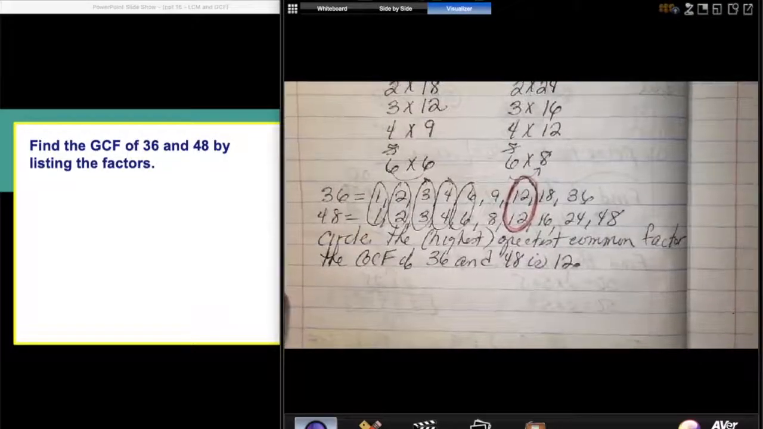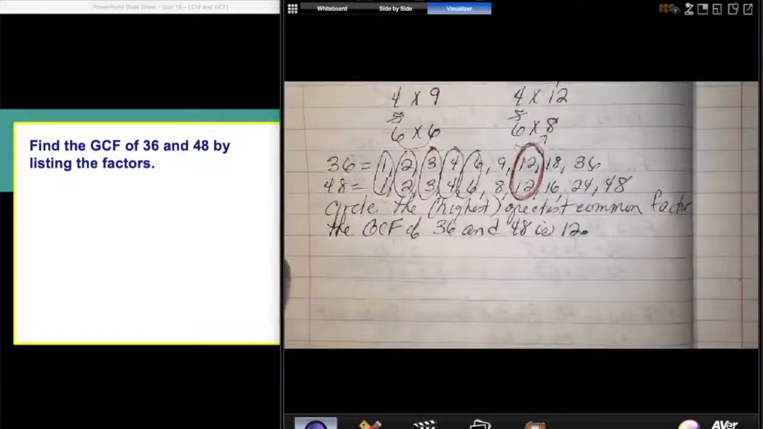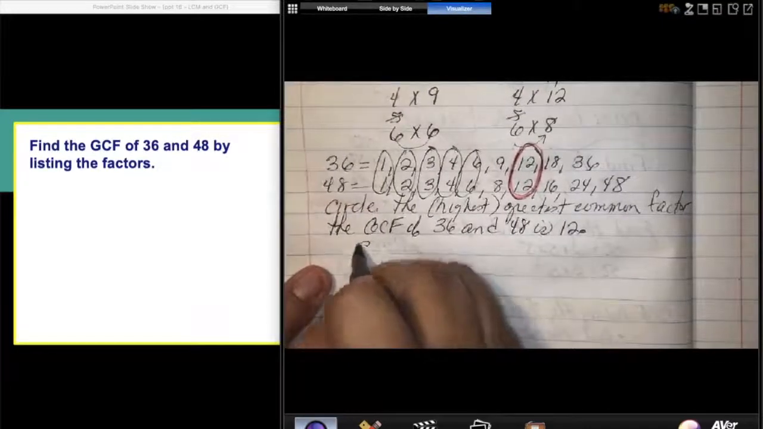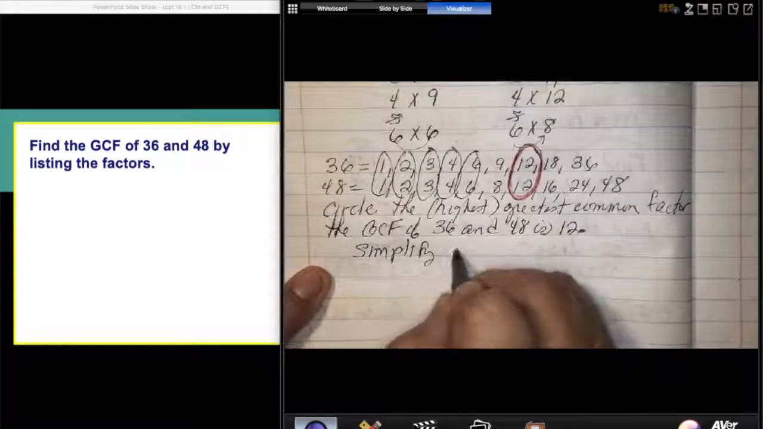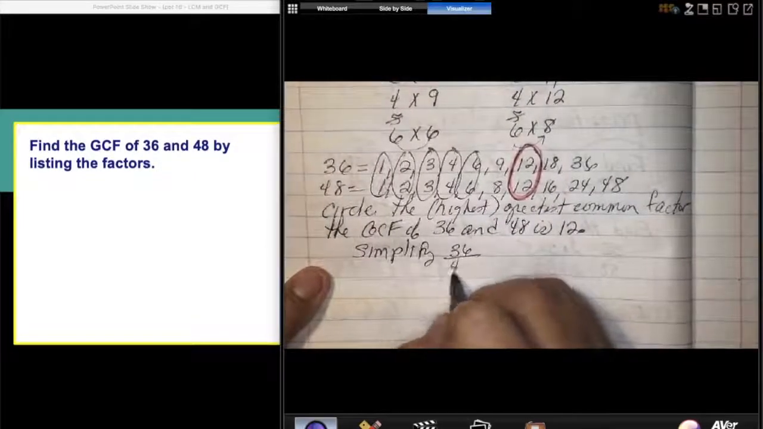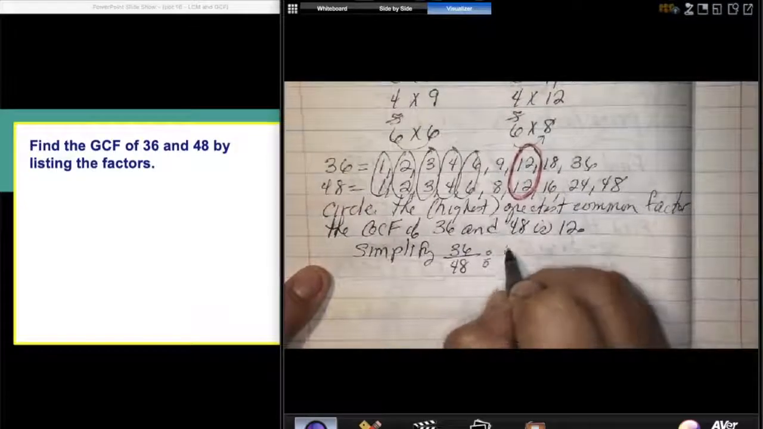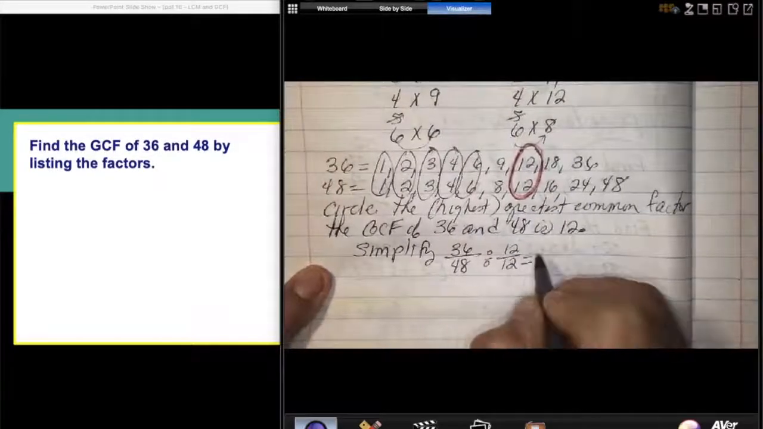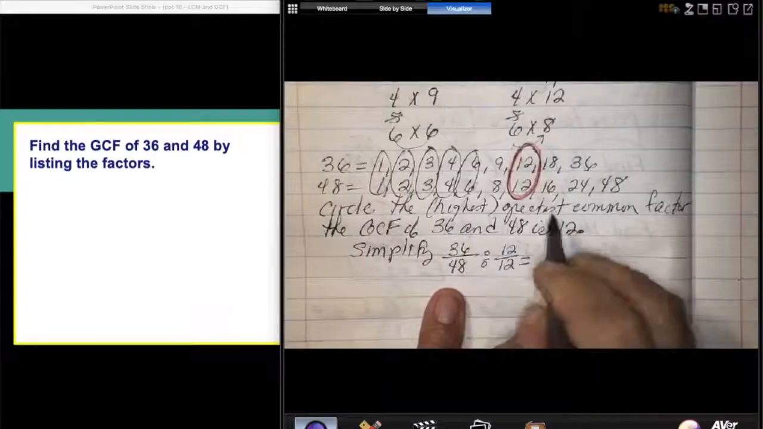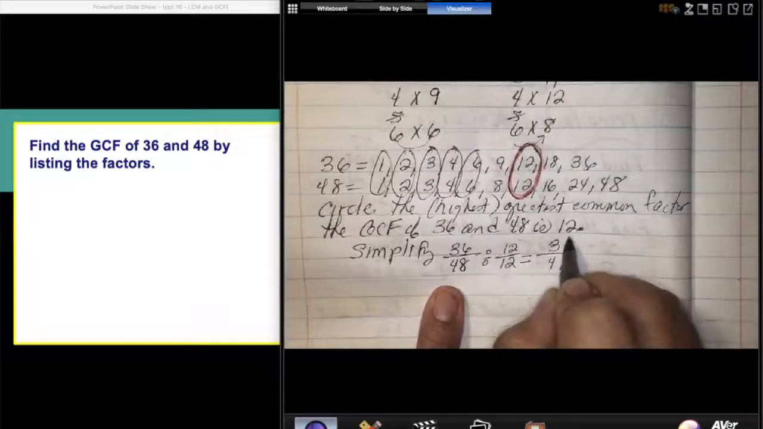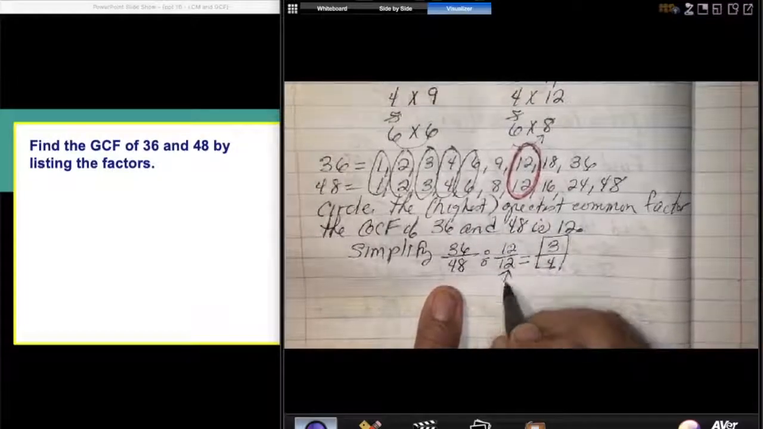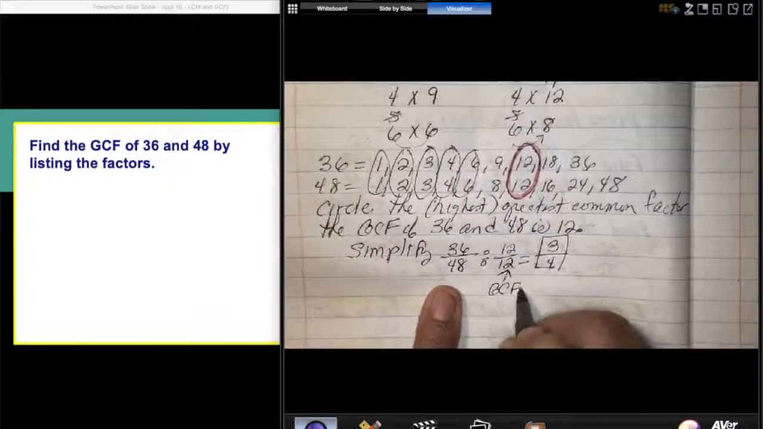Now remember, we use the GCF whenever we're going to reduce or simplify fractions. So if I were asked to simplify 36 over 48, I would divide by 12. 12 divides into 36 3 times. 12 divides into 48 4 times. This 12 right here is my GCF.